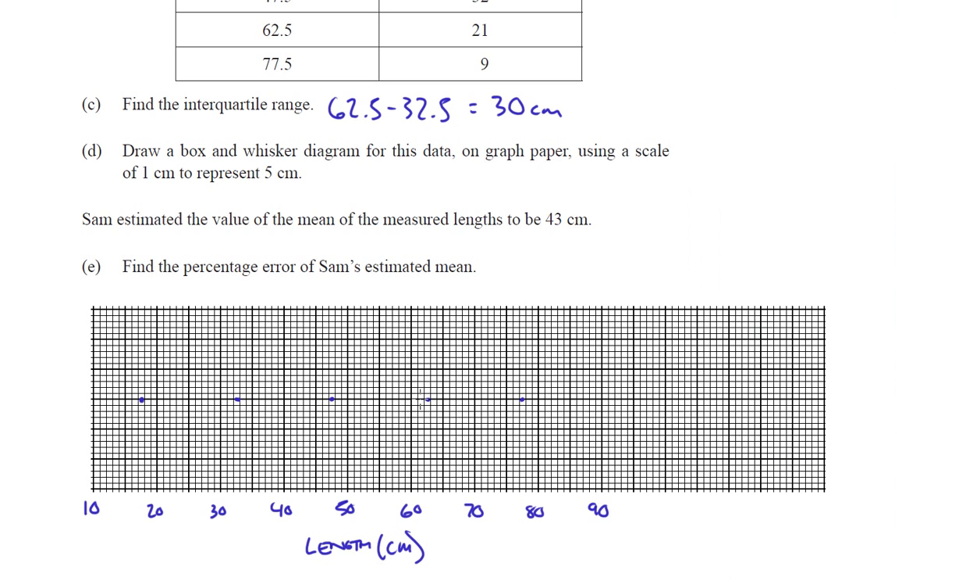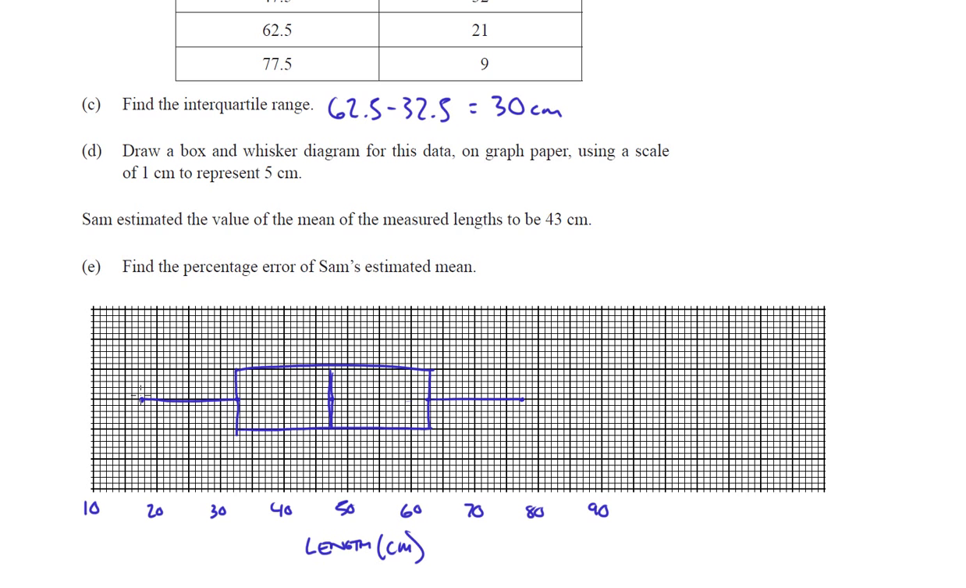Alright, so there's that. Once I get all my dots on there, I know I'm going to make a box around the middle 3 dots, right? I'll do that. So there's our box. This is our median right here. It should go through that line there. And then here's our whiskers. Okay. So that should be enough.